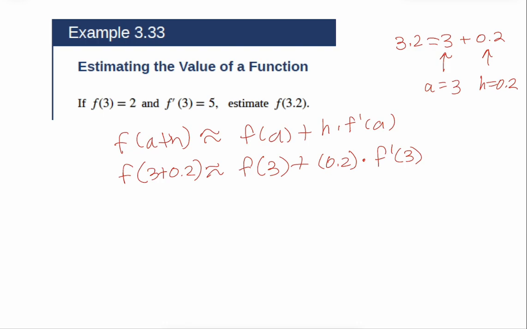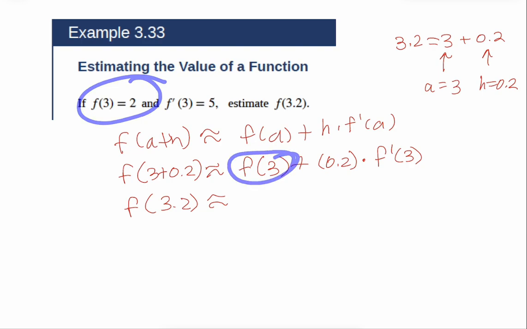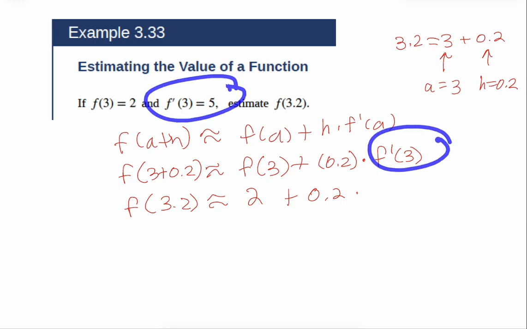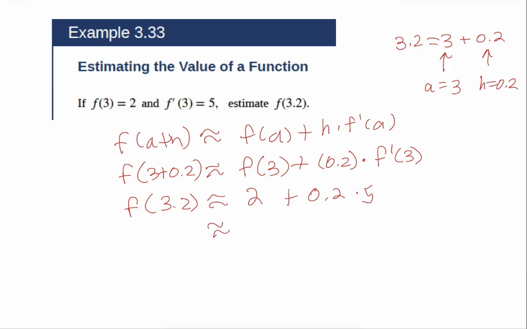So f of 3.2 is approximately, now let's look back up in the problem. They told us that f of 3 was 2, so just replace it with its value. They told us that the derivative at 3 was 5, so just replace its value. So that's 2 plus 0.2 times 5, which is 1. That's 2 plus 1. We can determine that at 3.2, we are approximately at a value of 3.